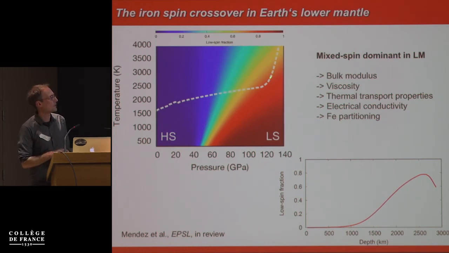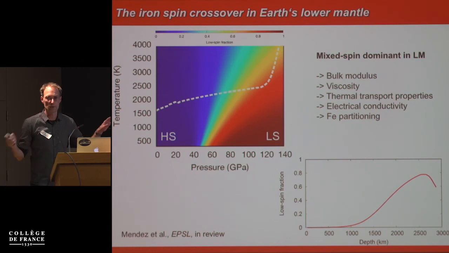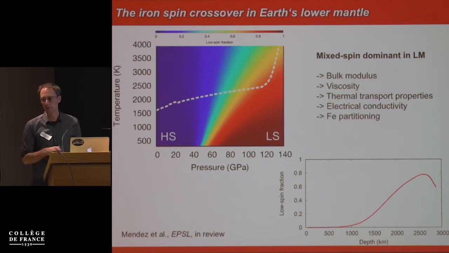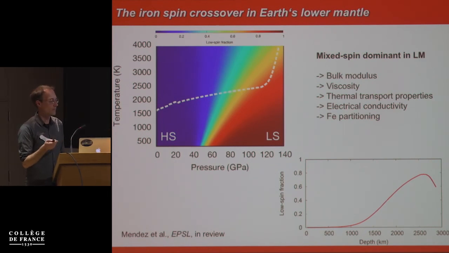And this is a typical geotherm. So if you follow the spin state along this geotherm, which is also shown here as a low spin fraction, you see that for the majority of the mantle, ferropericlase is in this mixed spin state. So it's not high spin, it's not low spin, it's in the mixed spin, which is where the bulk modulus is softened, where the viscosity is decreased, where the transport properties are affected. So this is quite an interesting result. And there was a lot of debate about this before with a lot of different predictions.